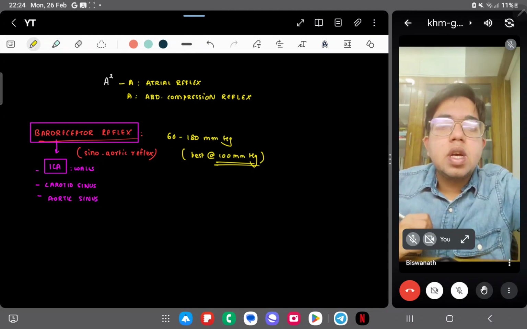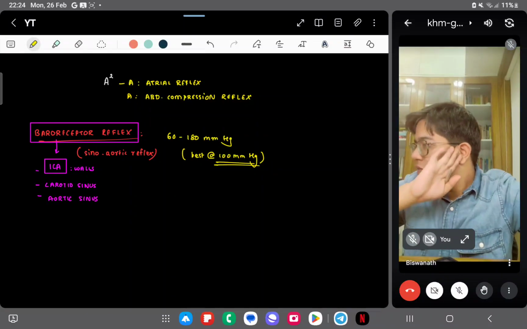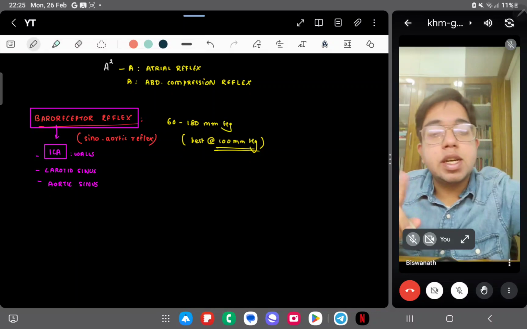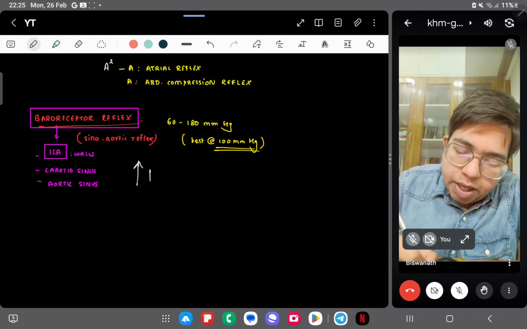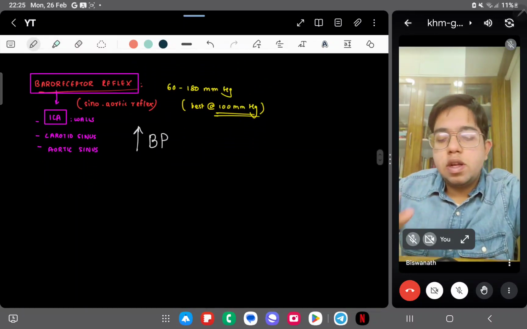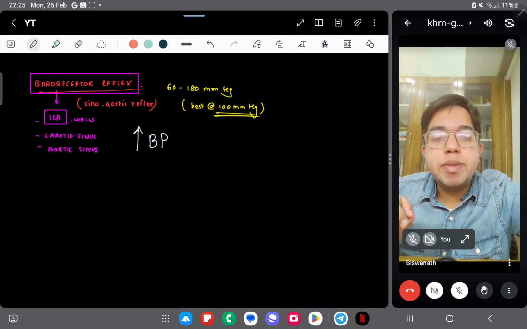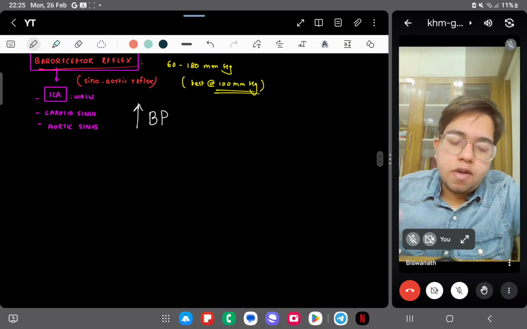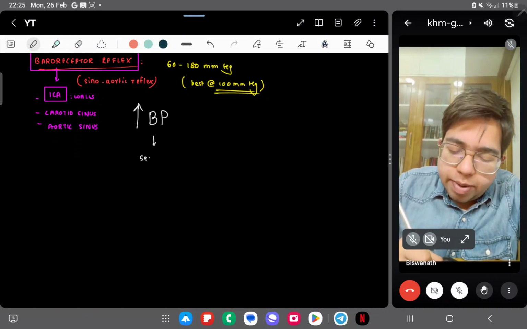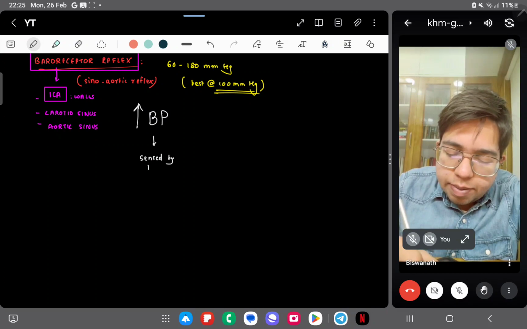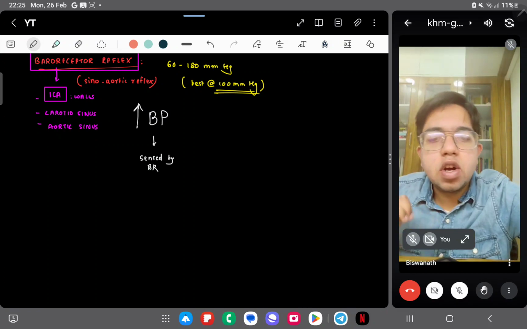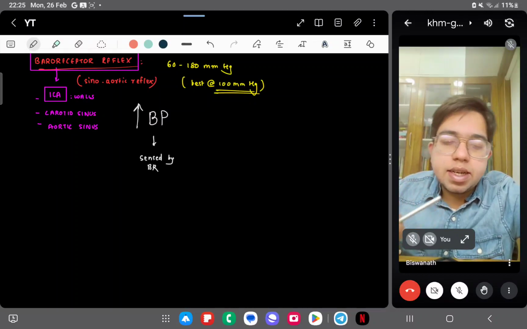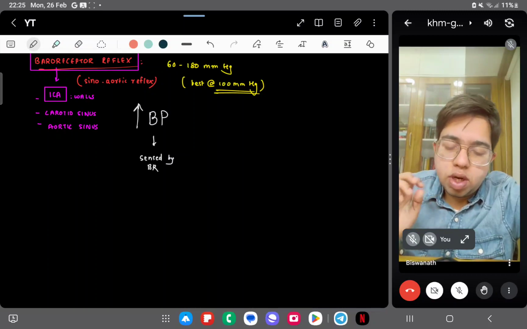Okay. I'm giving you a flow chart of how this works. First thing, it works when there is increased BP. Let's say the BP is increased. Of course, the baroreceptors are there, so it will be sensed by the baroreceptors. These baroreceptors will send signals via two nerves.